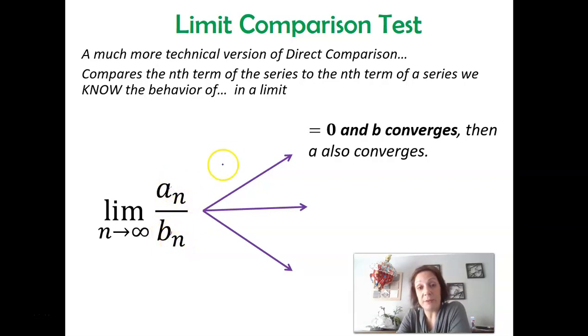Okay, so what have I proven? If I get 0, I've proven that this is smaller. So look at what this says. If you get 0 and B converges, right? So this is the one I'm using to compare it to.